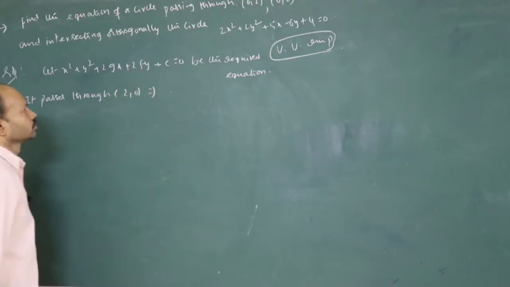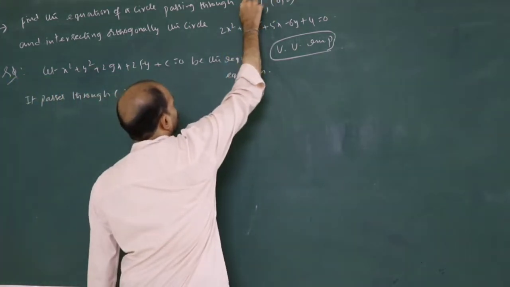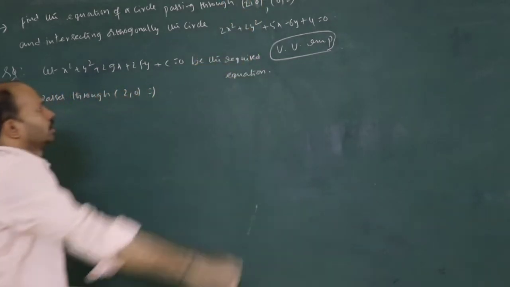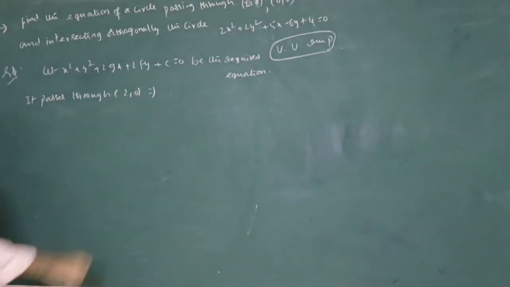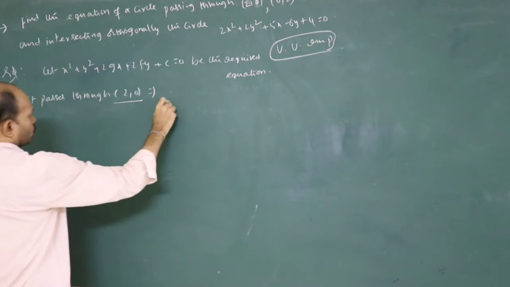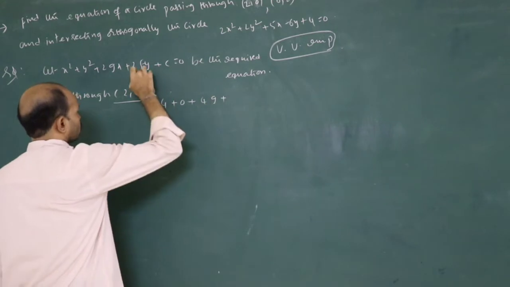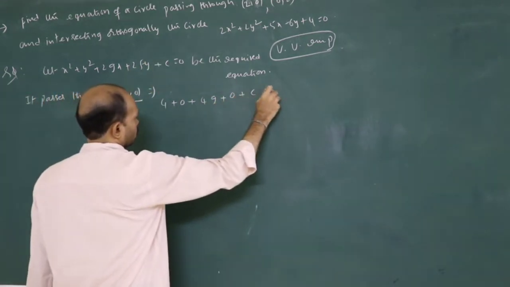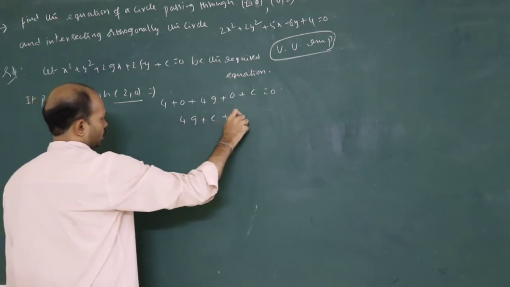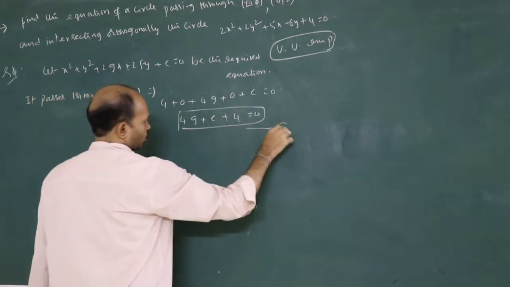2,0. This is 2,0 and 0,2. 2,0. Apply in the above equation. 4 plus 0 plus 4g plus 0 plus c is equal to 0. 4g plus c plus 4 is equal to 0. This is one condition.